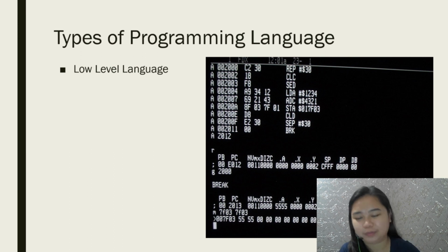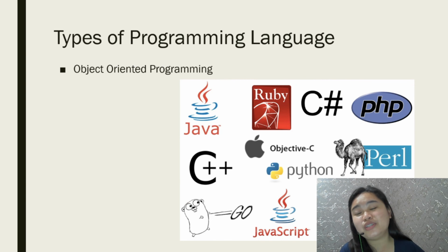So, ayun. Next is the object-oriented programming language. So, dito, parang yung mga programming language na sa high-level language, ayun yung mga programming language na OOP. So, dito kasi, reusable yung components and they can share properties and behaviors.